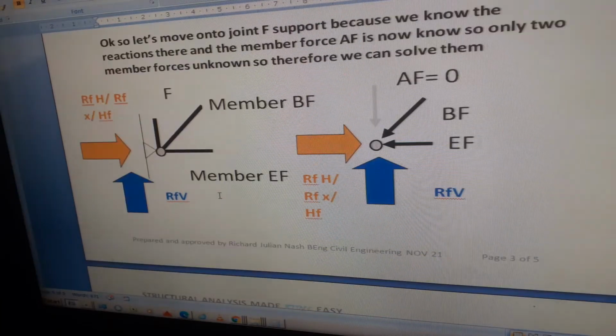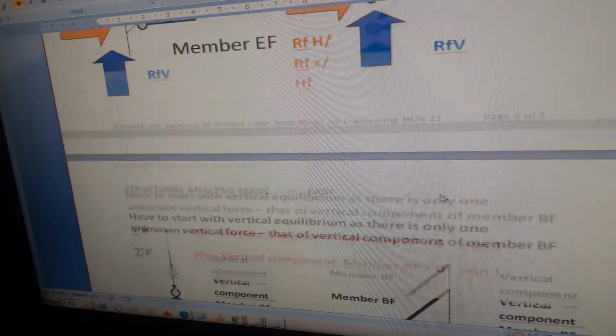Now let's take horizontal equilibrium of the joint. Go back to the diagram. So RFH is from left to right. Here's another bit where you can use your common sense. Now you've got BF. The right to left value, the horizontal component of BF, is only 20, but RFH is 40. Therefore, it's likely that EF goes from right to left, because 40 minus 20 still gives you 20.